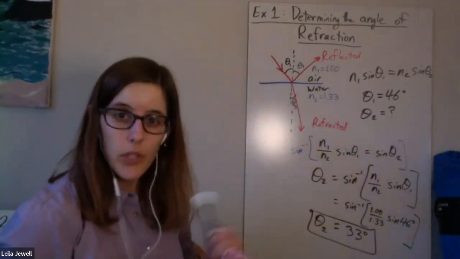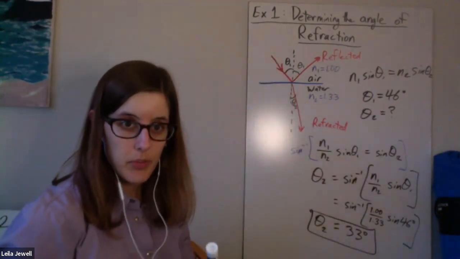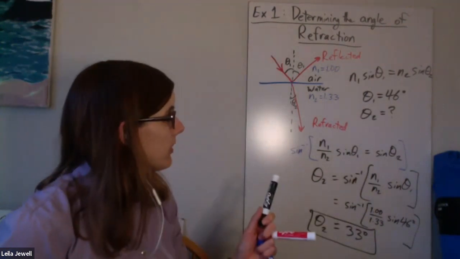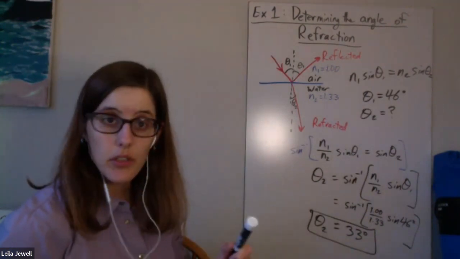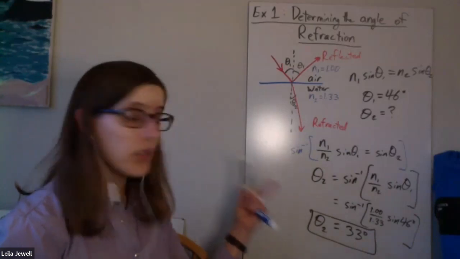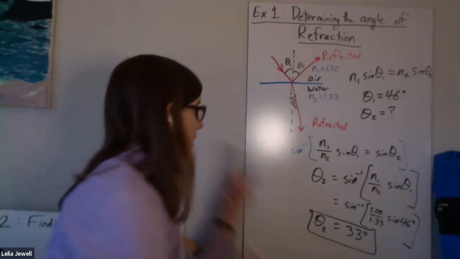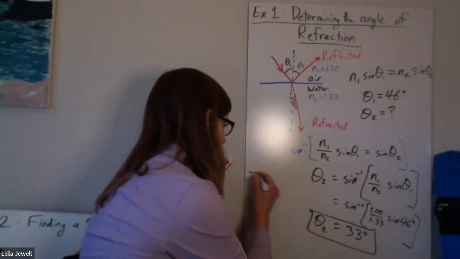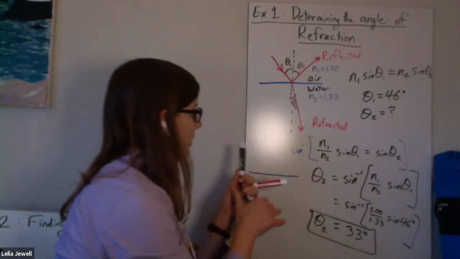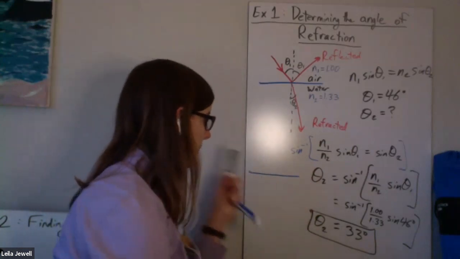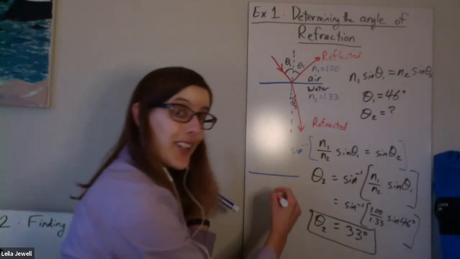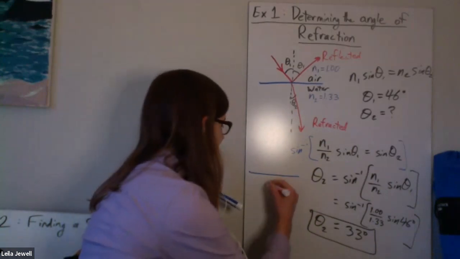Now, what changes for part B? Because this is just part A. Well, for part B, it says that instead of going from air to water, we're going from water to air. So we could sketch that out too, because drawing just makes it a lot more apparent, more visible what's going on.